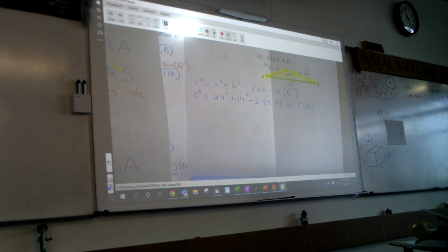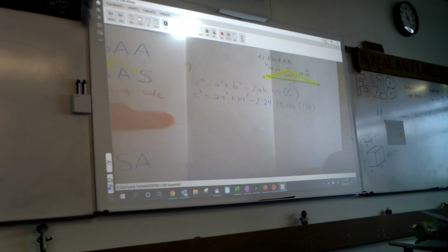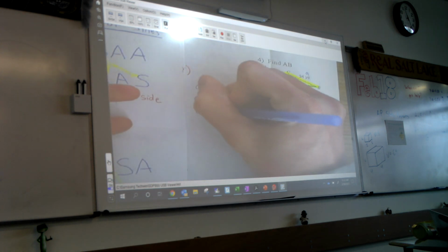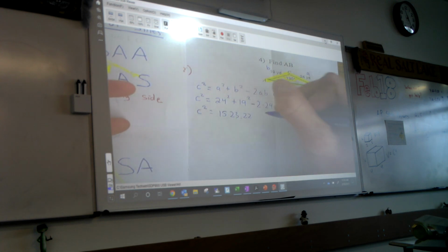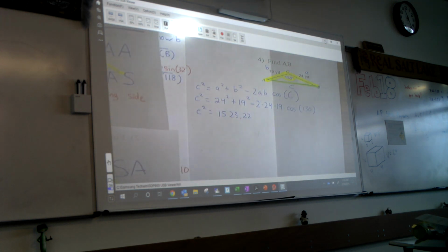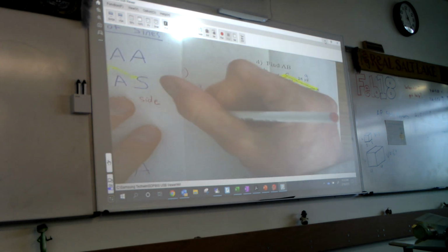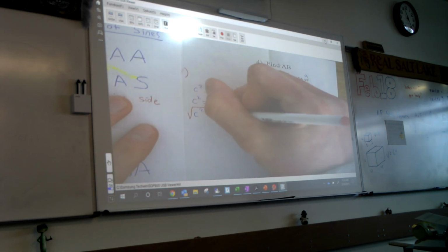Okay, Louise, what'd you get? 1522.22. You guys agree with that? Yes, but you need a square root. That's what I got as well. Now that's c squared, so how do we undo a square? Square root. Square root it.